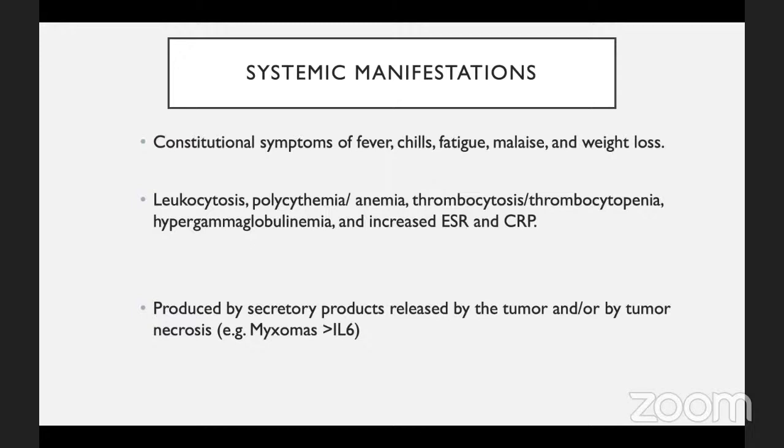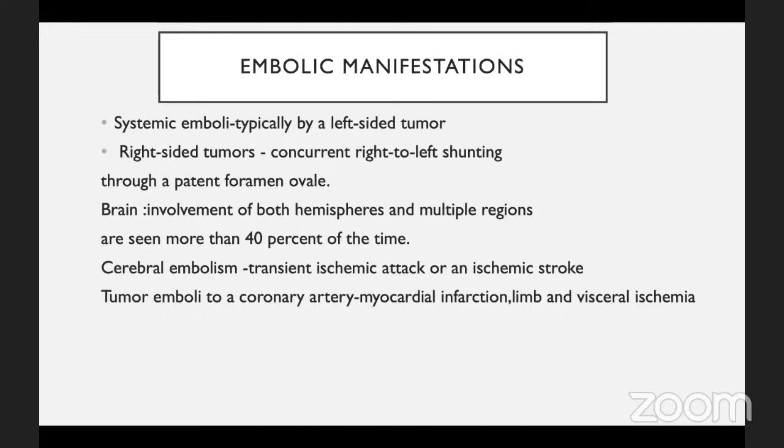Other immunological products are released by the tumor itself, such as the myxoma that releases interleukin 6. We have the embolic manifestation, from the left side of the heart and the right side of the heart. The left side tumors usually cause systemic embolism, and the right side tumors might cause a right to left shunt in case of a patent foramen ovale.